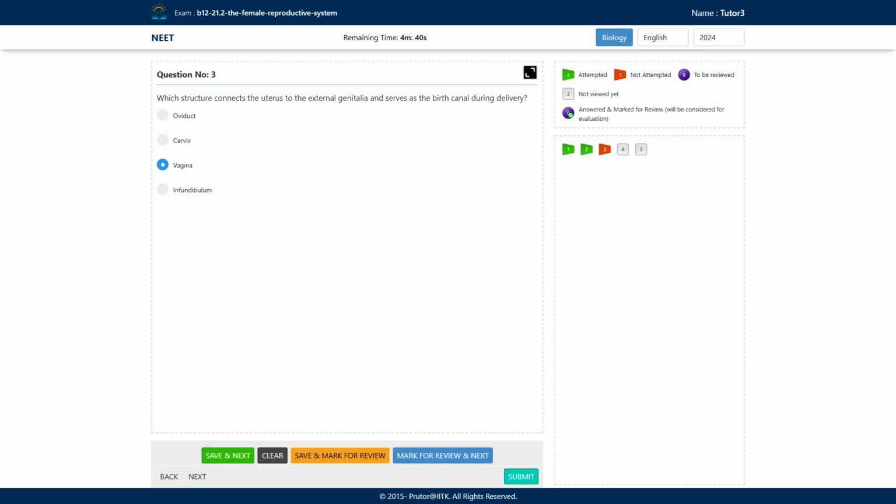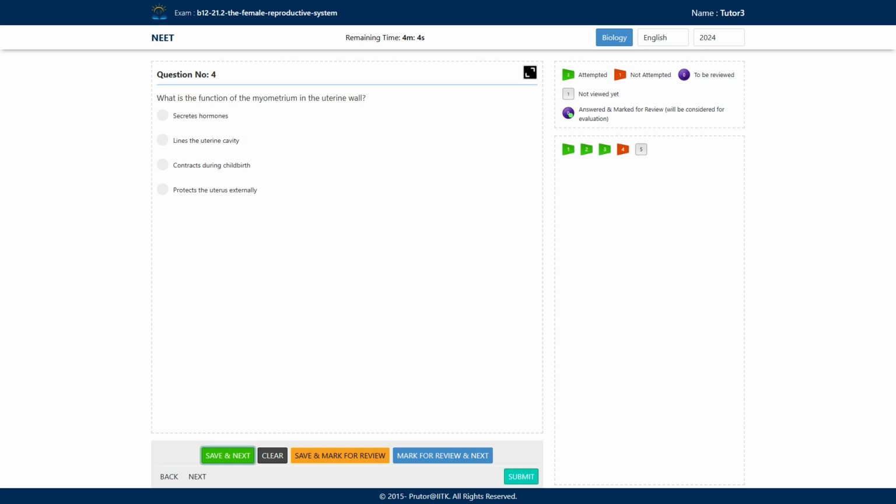Okay, so why is the answer vagina here? Because if you look at the female reproductive system, you have the uterus, then the lower part of the uterus, which is known as the cervix. Then you have the cervical canal, and then you have the vagina. And then you have the external genitalia. So vagina connects the uterus to the external genitalia. That's why the answer is not cervix, it is vagina.